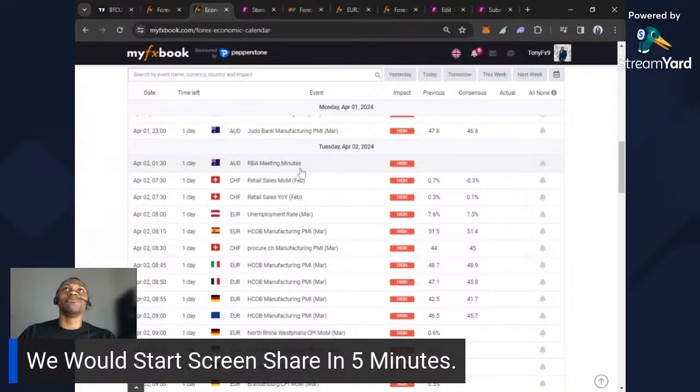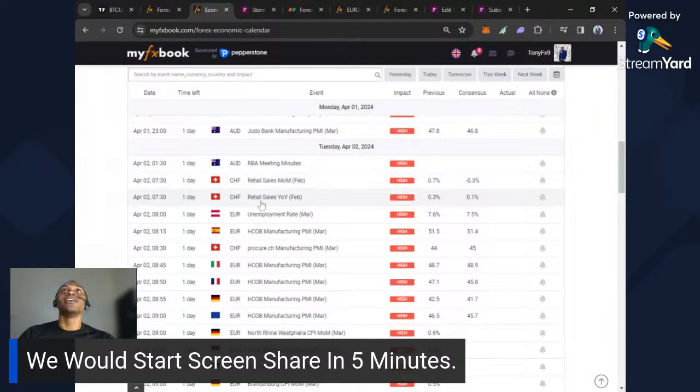This is just a meeting, so there will not be much impact, but most times there can be some statements that could make the Australian dollar weaker or stronger based on the speaker in the meeting. Then early London session, we have Swiss franc retail sales month over month, whereby if the retail sales is higher than minus 0.3%, it is good for the Swiss franc, and we can see some strength in the Swiss franc.